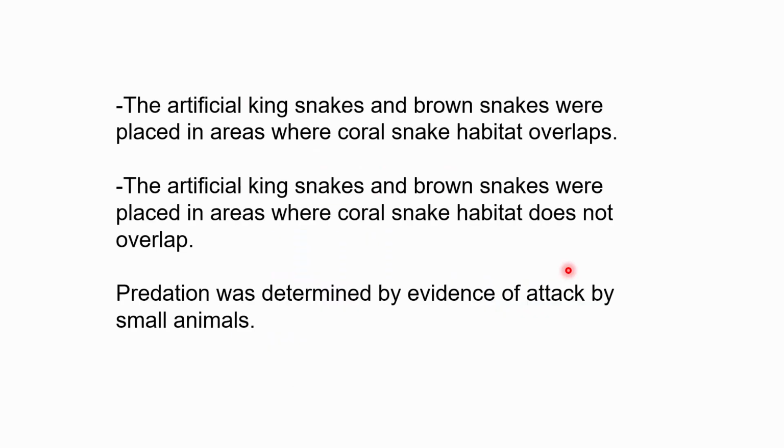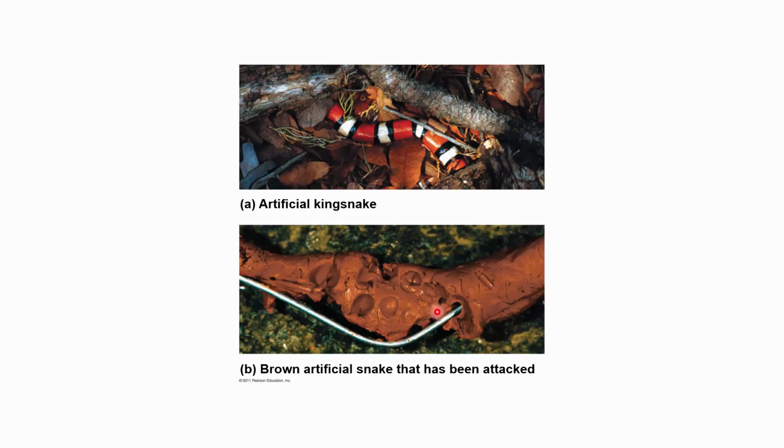The artificial king snakes and brown snakes were placed in areas where coral snake habitat overlaps. They were also placed in areas where the coral snake habitat does not overlap. And then the predation on these fake snakes was determined by evidence of attack by small animals. So here is some evidence of an attack by predation.